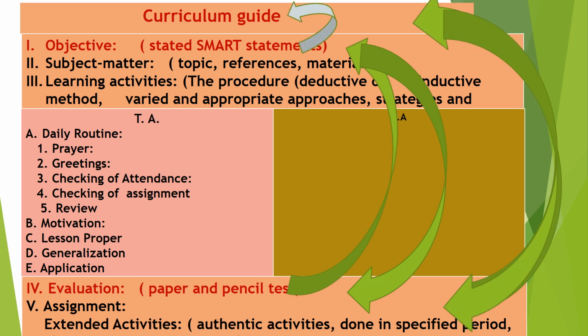Now, for the different parts of the lesson plan, we also have components for each part. How are you going to state the different parts in your lesson plan? Let's start with the objective. When you say objective, these are your goals. It should be stated in SMART statements: S for specific, M for measurable, A for attainable, R for result-oriented, and T for time-bounded. And usually you get this from your curriculum guide.